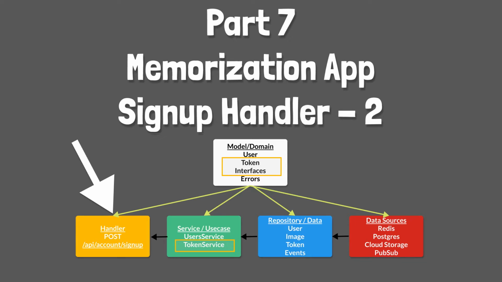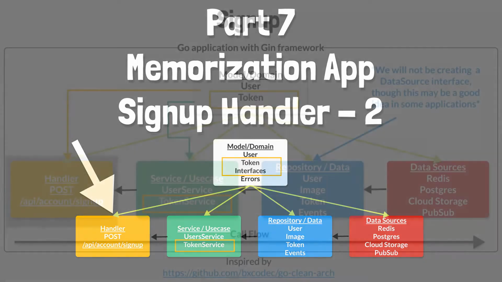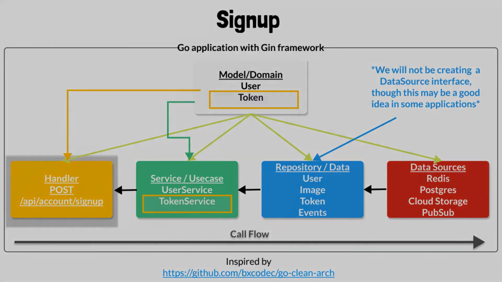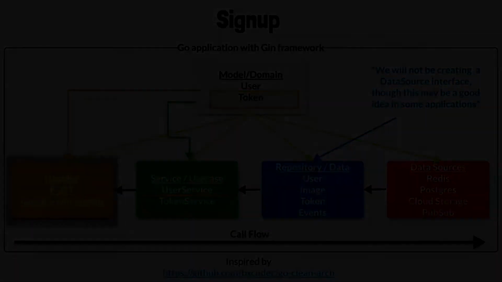Today we want to complete this handler by having it reach out to a token service, which creates something called an access token as well as a refresh token. These tokens are what we'll use to authorize users to the eventual memorization app we plan to build. In a real-world scenario, these tokens could be used to access various applications or microservices in our company or organization.